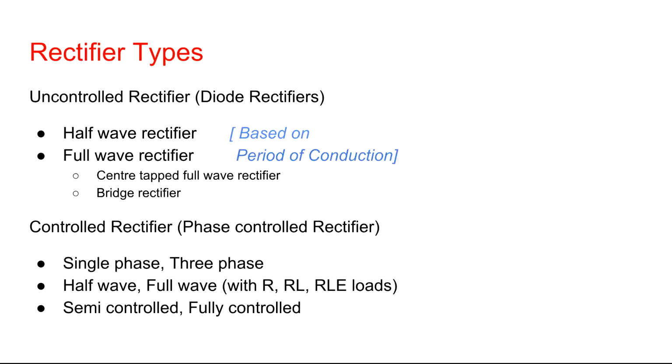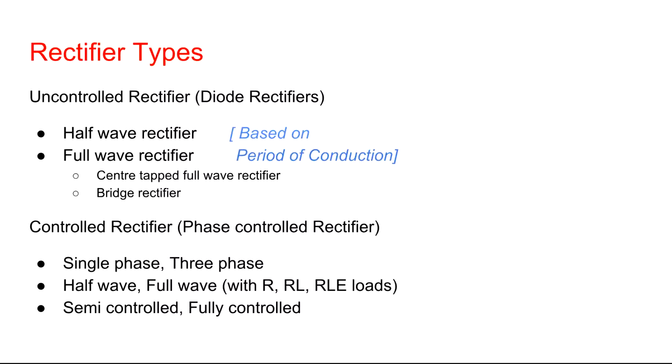In the same way, controlled rectifiers mean the output voltage can be controlled. There, instead of diodes, we are using SCRs or switching devices, BJT or MOSFET. By varying the base drive current or gate voltages, we can vary the output voltage. We will see controlled rectifiers in later videos.